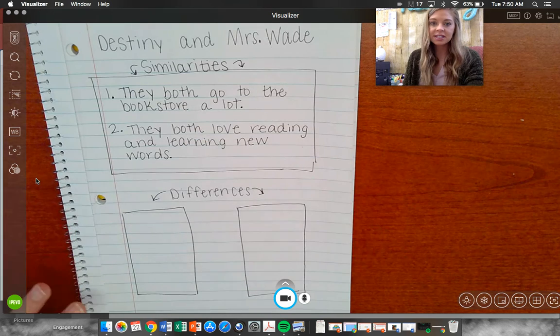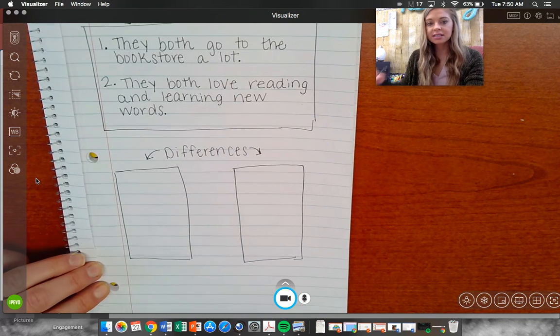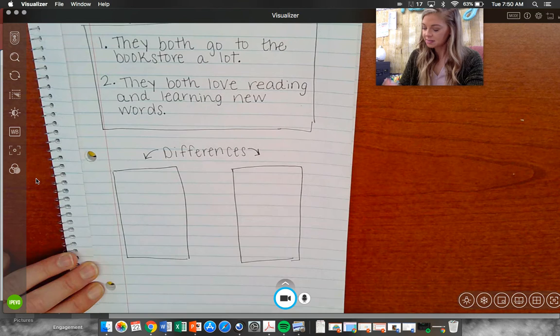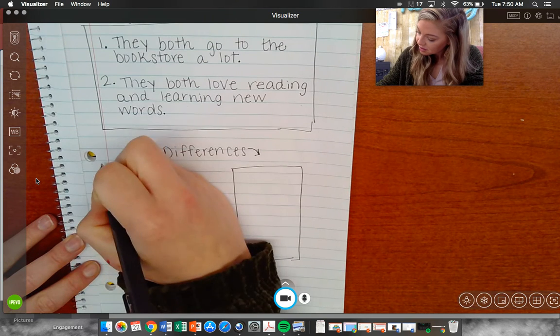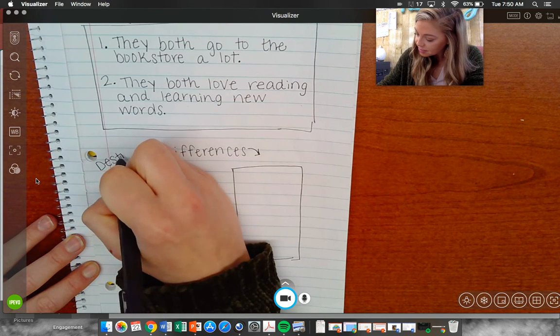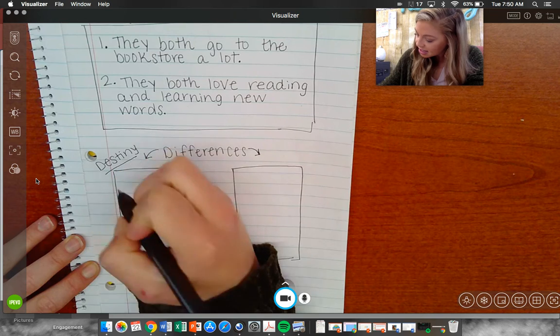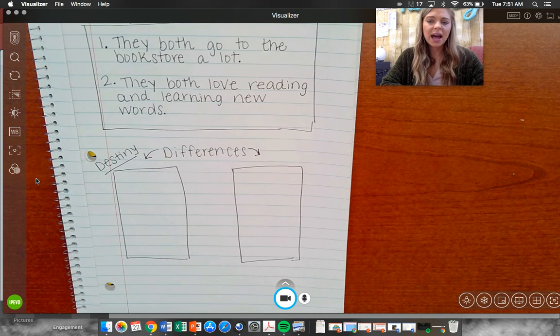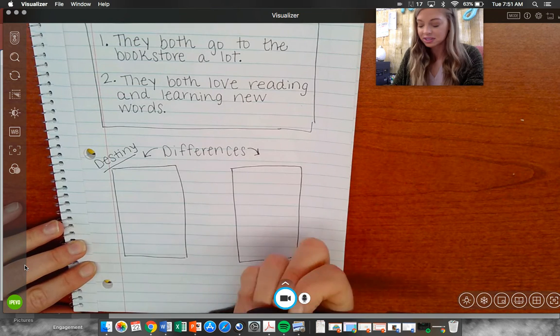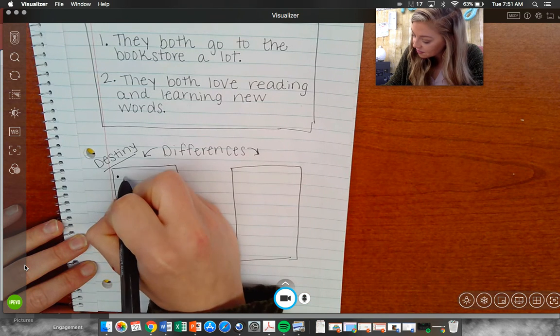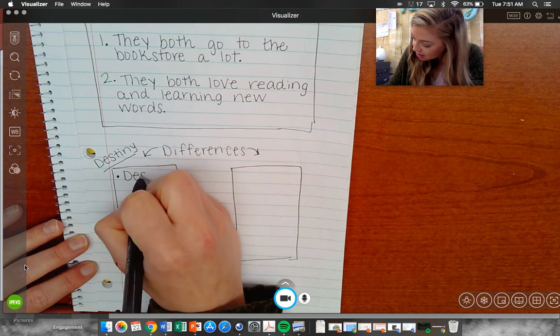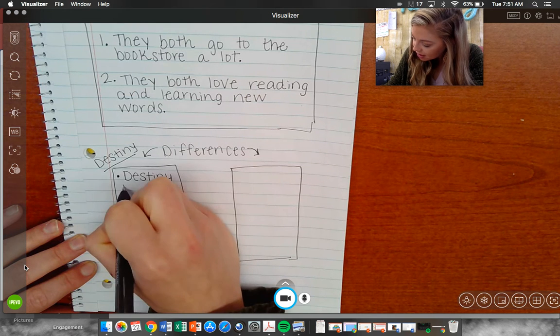Let's talk about some differences now. So I have two similarities. Let's come up with some differences. So here is going to be Destiny. What is a way that Destiny is different from Mrs. Wade? Well, something that you might be thinking is that she's younger, right? She's just a little girl. She's a kid. Mrs. Wade is an adult. So Destiny is a little girl.